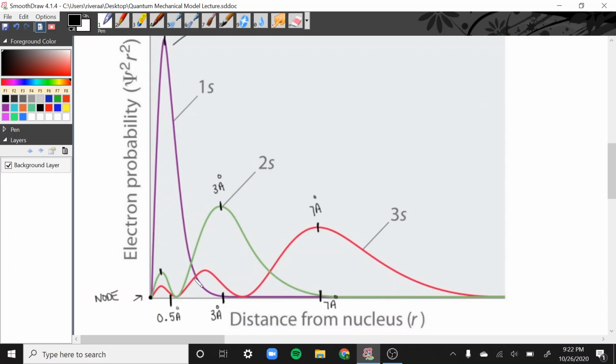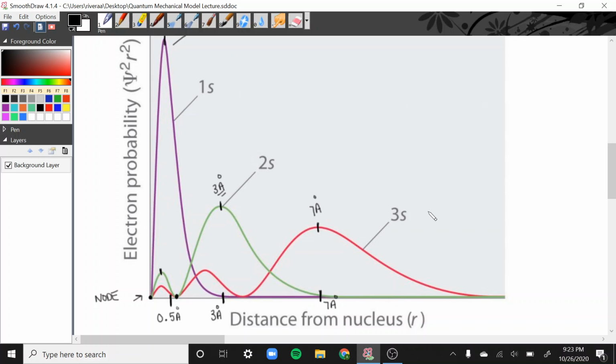Anyway, where's that node I was talking about? Let's look at our graph here. So my 2s is this green line, right? There's a chance that that electron is in there, but there's another node between the 1s and the 2s area where I'm not going to find that electron. Most likely place to find it is around 3 angstrom from the nucleus. In other words, the 2s is a bigger orbital than the 1s. There's a greater range of places to find the electron when it's a 2s electron.